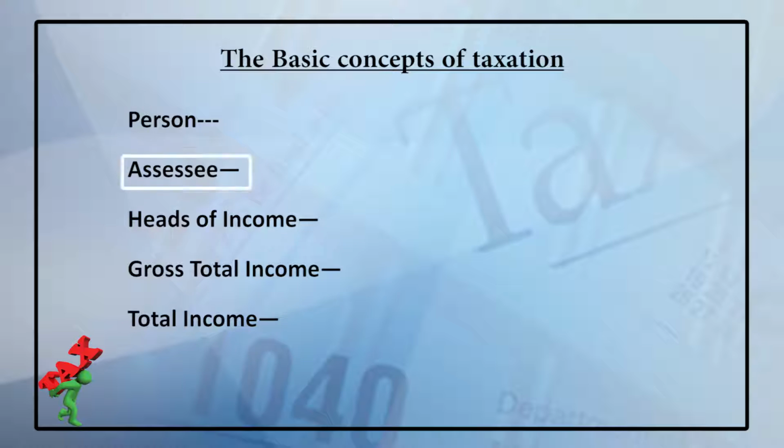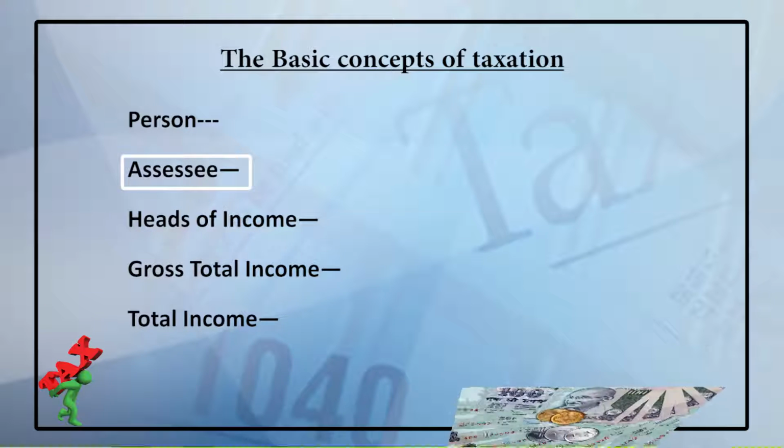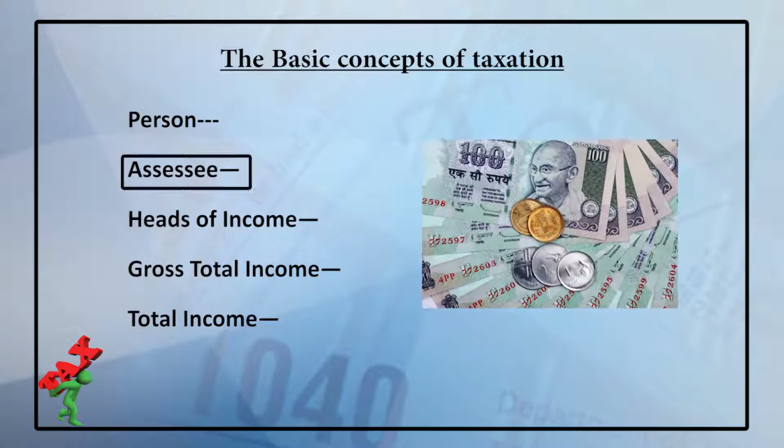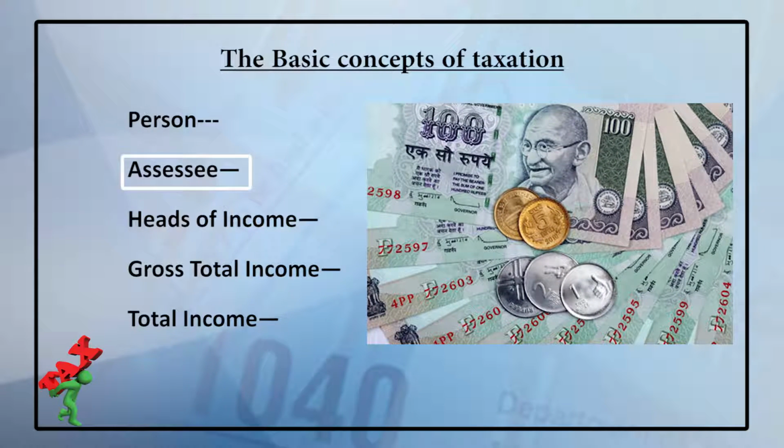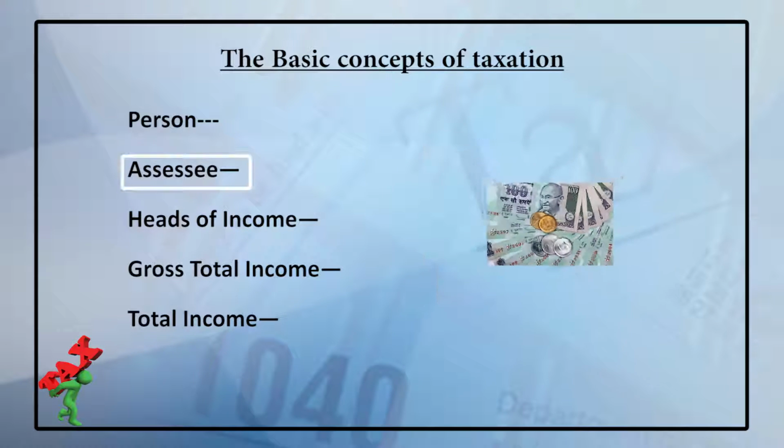Then you have to know the assessee. As per section 2 subsection 7 of the Act, assessee means a person who pays tax or any sum of money payable by the person under the Act. Again, we can define the assessee as a person in respect of whom any proceedings have been made for assessment of income or loss under the Income Tax Act. Now, we have come to know the person and assessee.